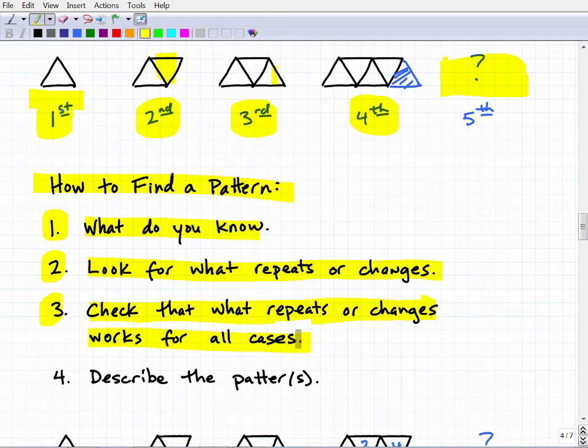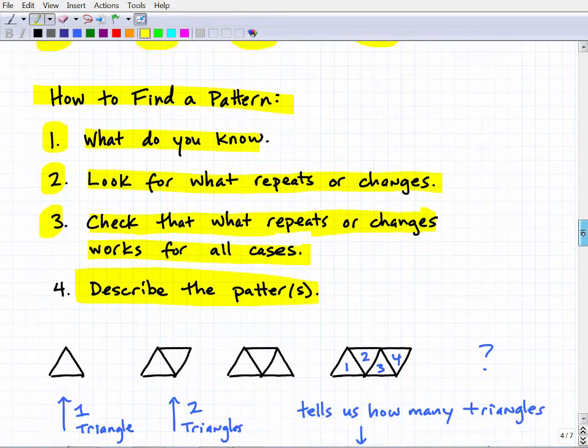Just like with our arithmetic or geometric sequences, you want to check with more than just two terms. Let's say from here to here you think, okay, I know what's going on. Well, make sure it works from here to here and here to here, for example. Make sure it works for all cases that you have available. Then you want to try to formally describe the pattern. There are a lot of ways to do this, but that's the general approach.